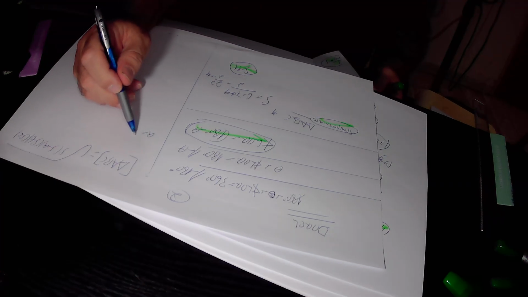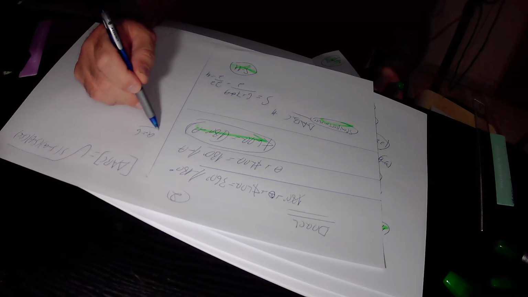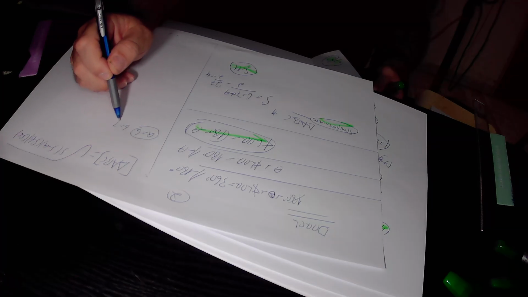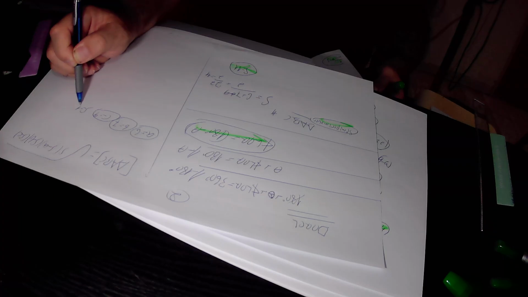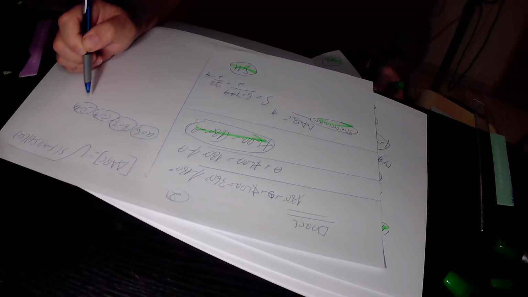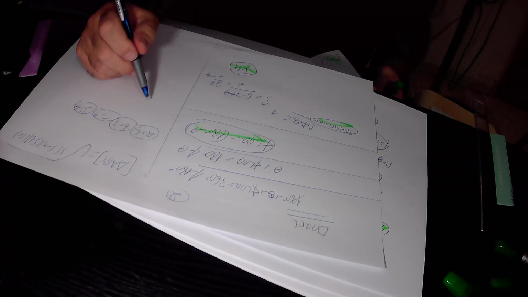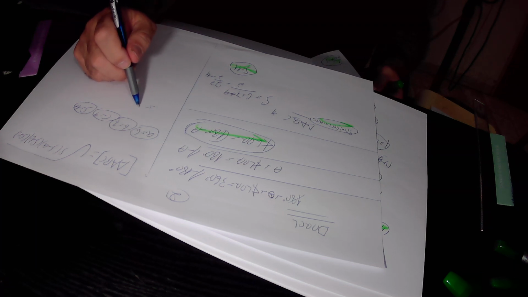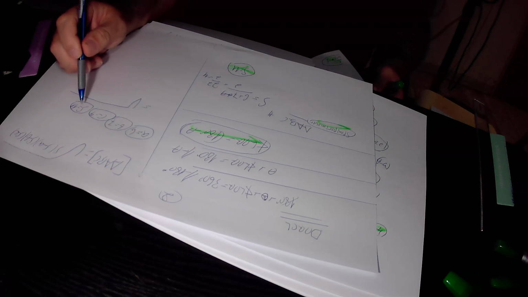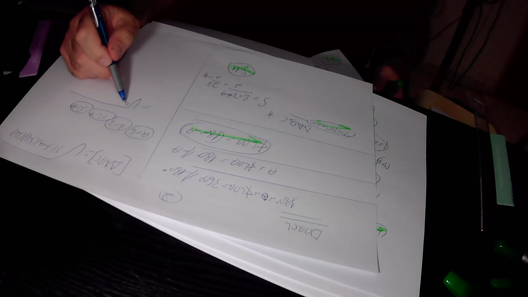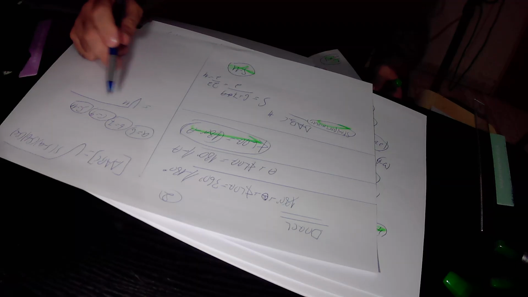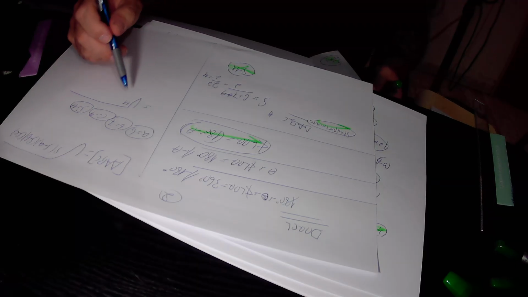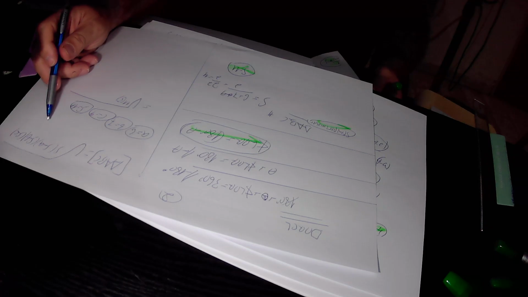A equals 6, B equals 7, C equals 9. The semi-perimeter S equals 11. So the area of triangle ABC is equal to the square root of S, which is 11, times S minus A. S is 11, A is 6, so 11 minus 6 is 5, times S minus B.